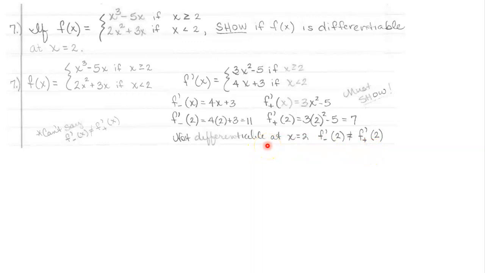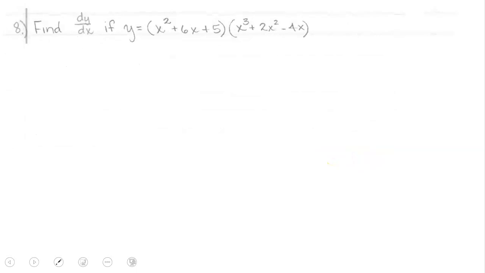You could not just say it's not differentiable at 2. You have to show work to support why that would be true. You also cannot just say that the derivative from the left is not equal to the derivative from the right, because there is going to be a place where 4x plus 3 is equal to 3x squared minus 5. So there is a place they'll be equal. I need to specify that they're not equal at 2. If I had gotten the same value here and here, like 11 equals 11, then I would say that it is differentiable at 2.